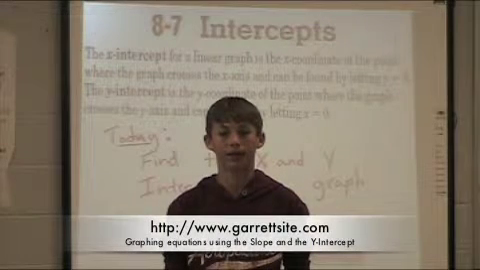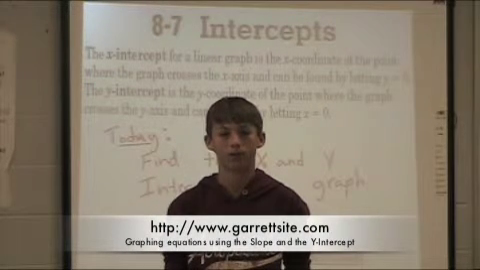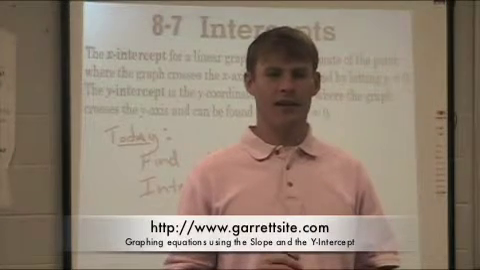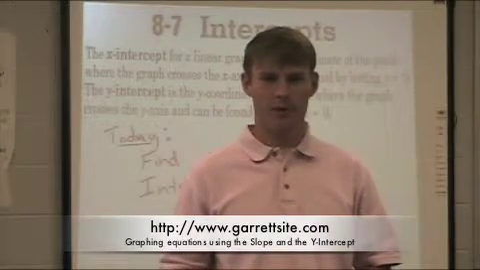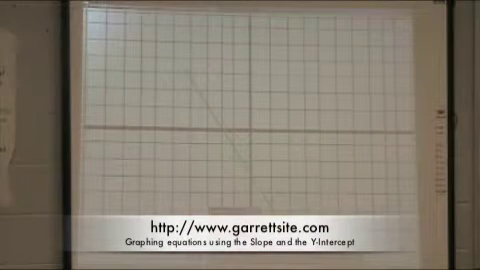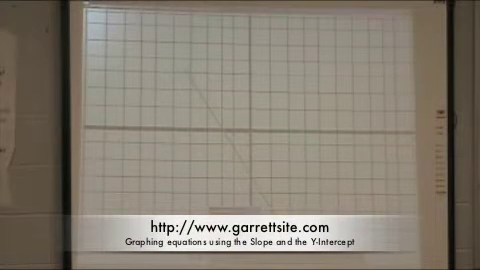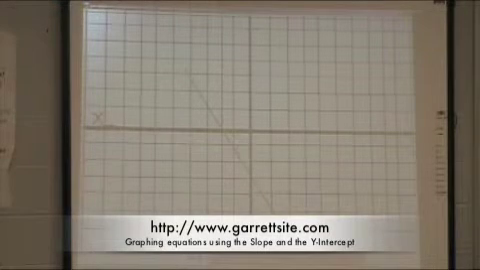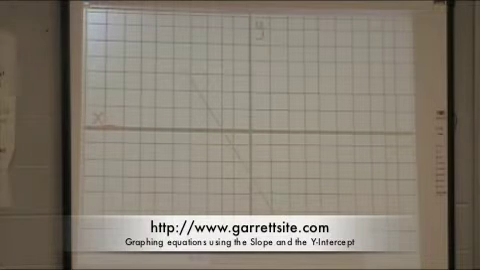Today we're going to learn to find the x and y intercepts of a graph. Now you learned, like we said in 6th and 7th grade, that this axis right here is the x-axis, and this one going up and down is the y-axis.